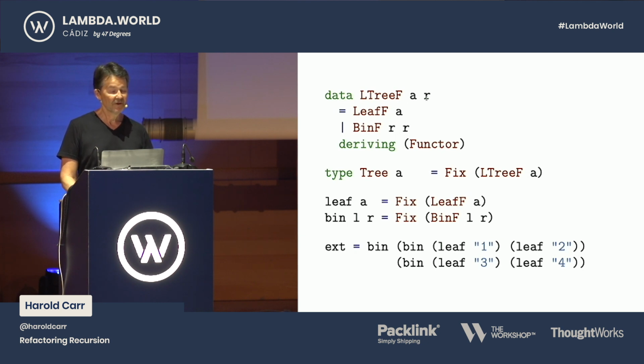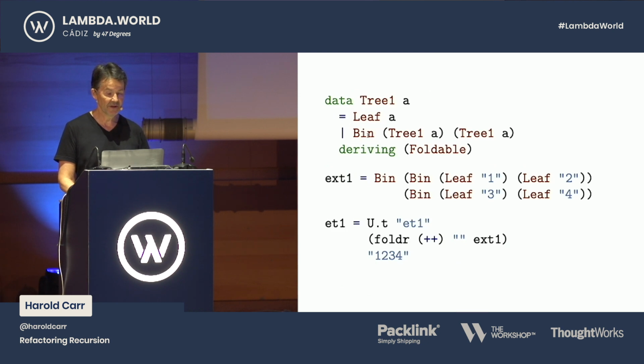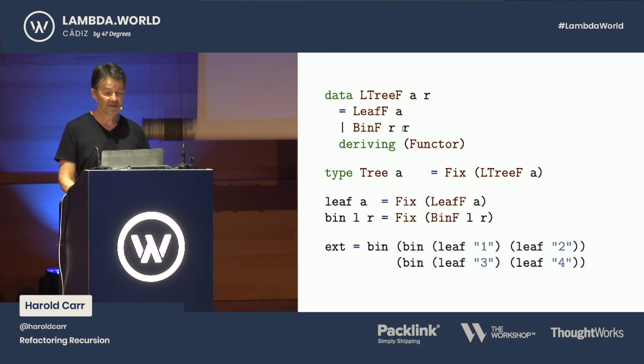So you add a parameter. You put that parameter wherever there would have been a recursion in your data structure, and there's the recursion here, bin of a tree of A, which is the type. So where that type is, I've replaced it with R. And then derive Functor. Then I wrap this type up with a Fix. And Fix is kind of like a general recursion type. It factors the recursion out of your data type.